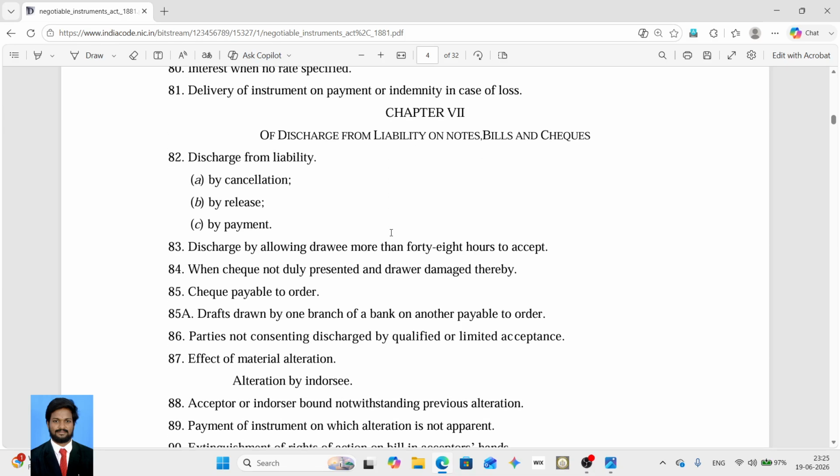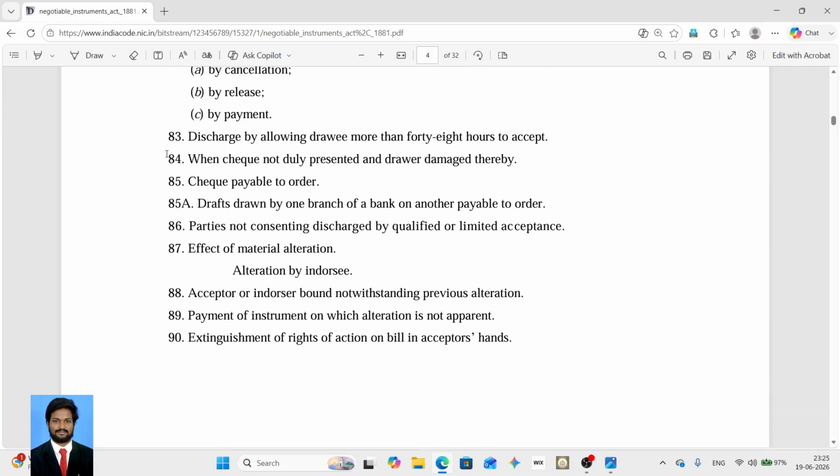Chapter 7 of discharge from liability on notes, bills and checks. Section 82 discharge from liability by cancellation, by release, by payment. Section 83 discharge by allowing drawee more than 48 hours to accept. 84 when check not duly presented and drawer damaged thereby.